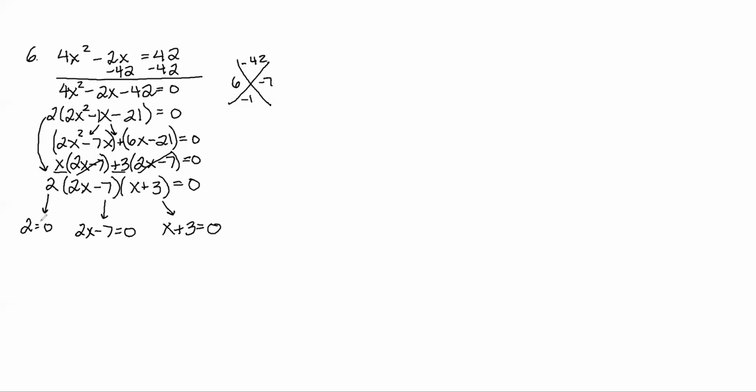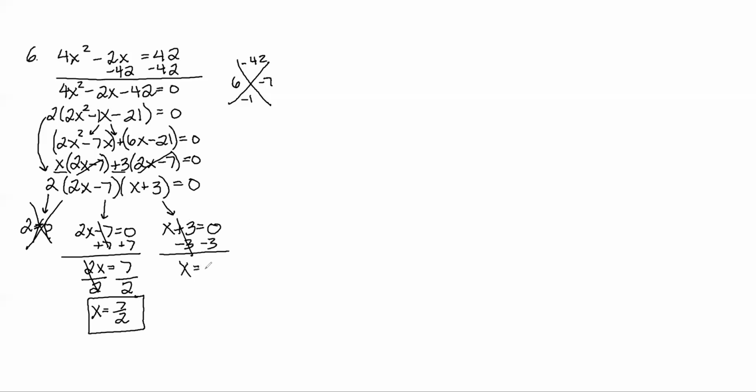So 2 equals 0 is just a false statement. It doesn't tell us anything. That's because we don't have an x there. So anytime you have a factor like this that doesn't have an x, it's not going to give you a solution. We can just ignore it. But these other two do give us a solution. Let's go ahead and add 7. So we get 2x equals 7, divide by 2, and we get x equals 7 over 2. And then subtract 3 on the other one, and we get x equals -3.